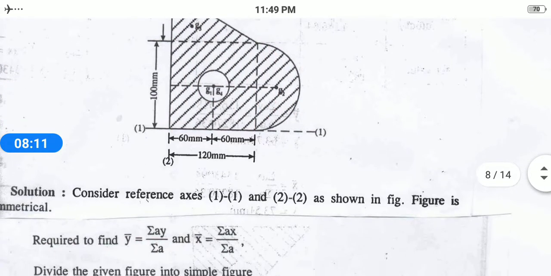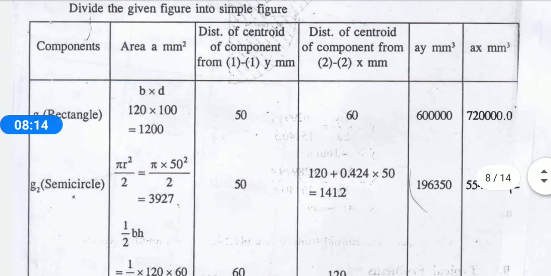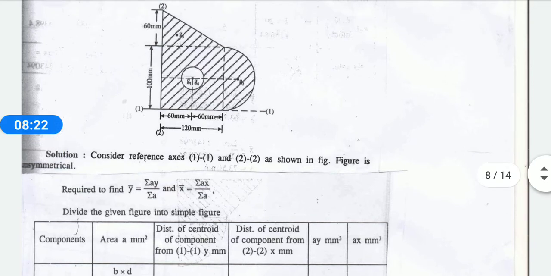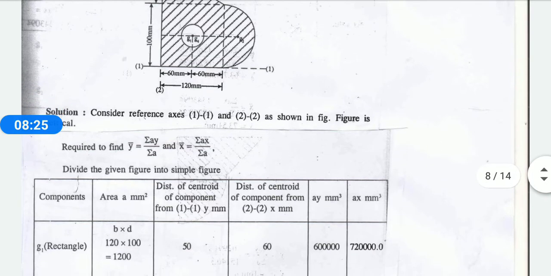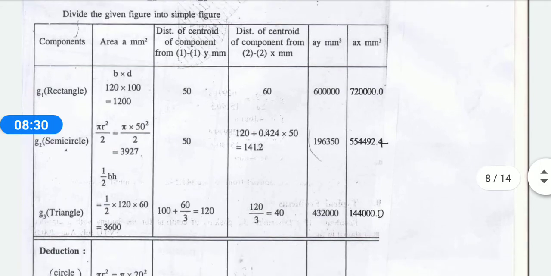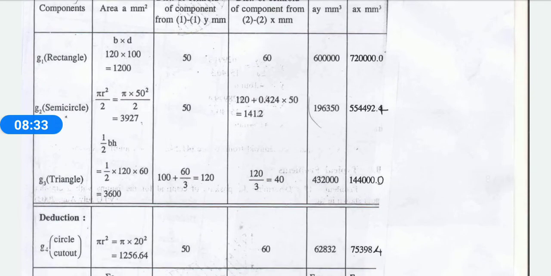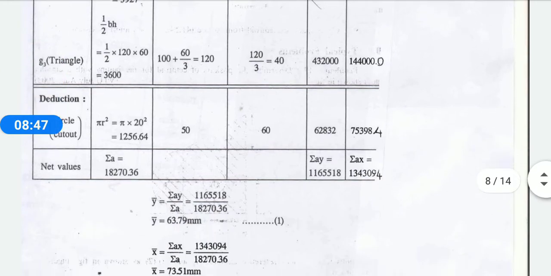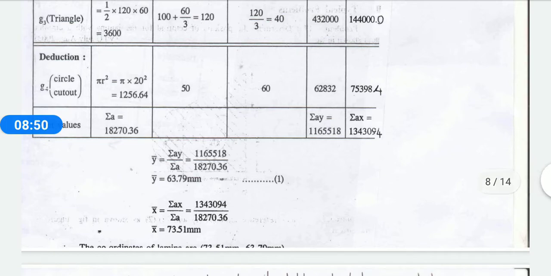Already you know the procedure how to do it. Just put it in a table and find out the values accordingly. Only your difficulty will be how to differentiate your diagram. You now know how to differentiate it into different components, that is your rectangle, semicircle and triangle. The portion we are going to subtract is your circle. Use the corresponding formulas, substitute your values and find out your summation of A, summation of Ax and summation of Ay value. When you do that, you can easily calculate your x bar and y bar value.